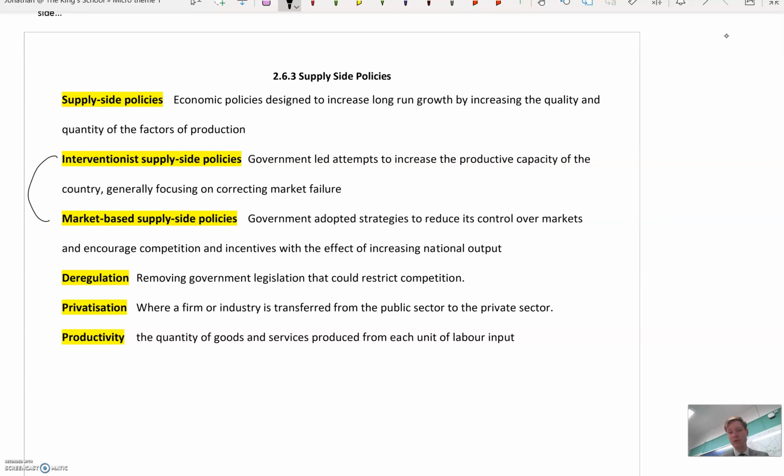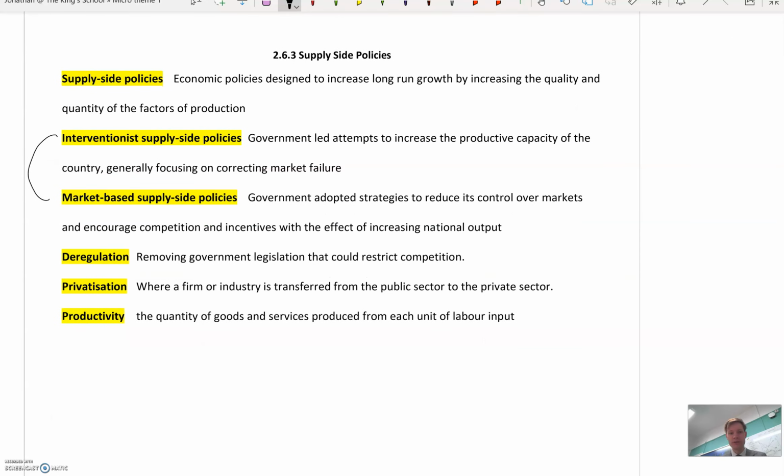And market-based policies, these are governments removing themselves from markets and encouraging competition. So removing government limits, removing anything that prevents incentives and competition from taking place. The other policies there, I'll leave you to read through yourself.